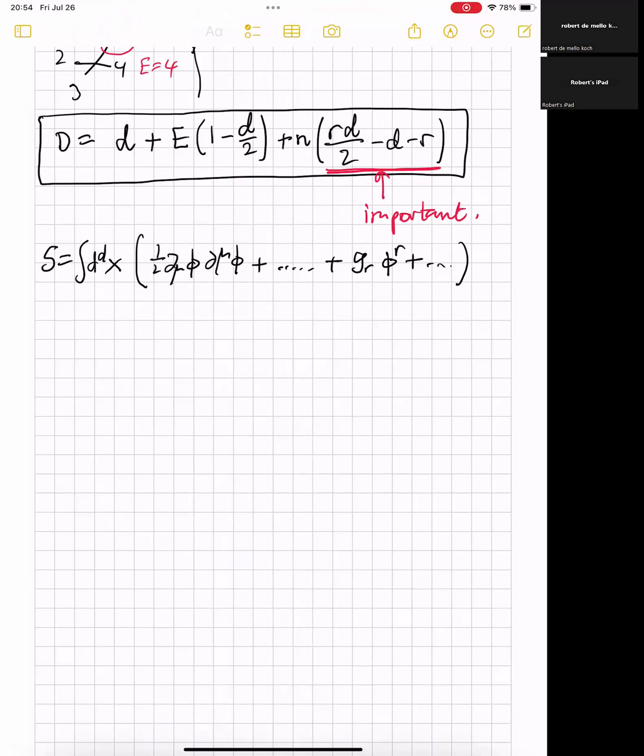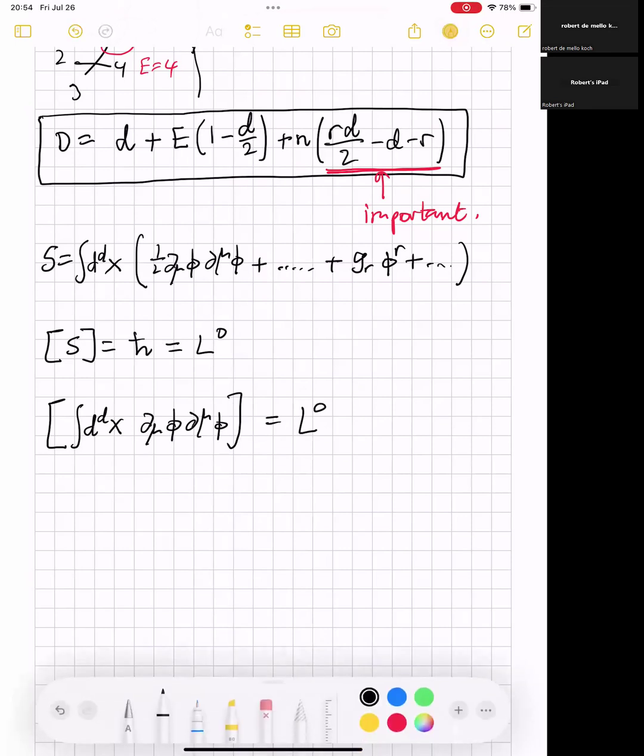So the first thing is, notice that the action usually has dimensions of h bar, and we've set h bar equal to 1. So this is length to the power of 0. So in our choice of units, when h bar is equal to c is equal to 1, the action is actually dimensionless. Well, let's look at the first term in the action. So we've got integral d^d x, (d_mu phi)^2. This is a term in the action, so this had better be L to the naught. And let's analyze these various contributions, okay?